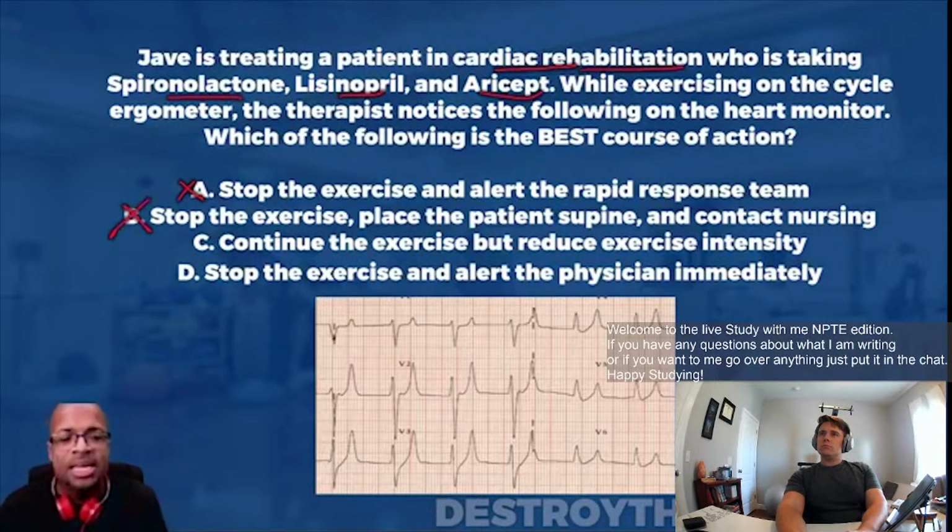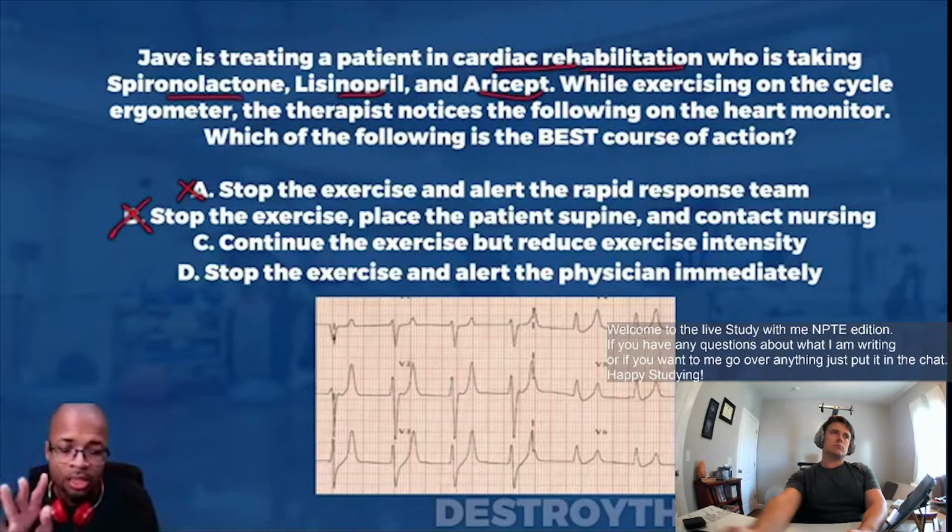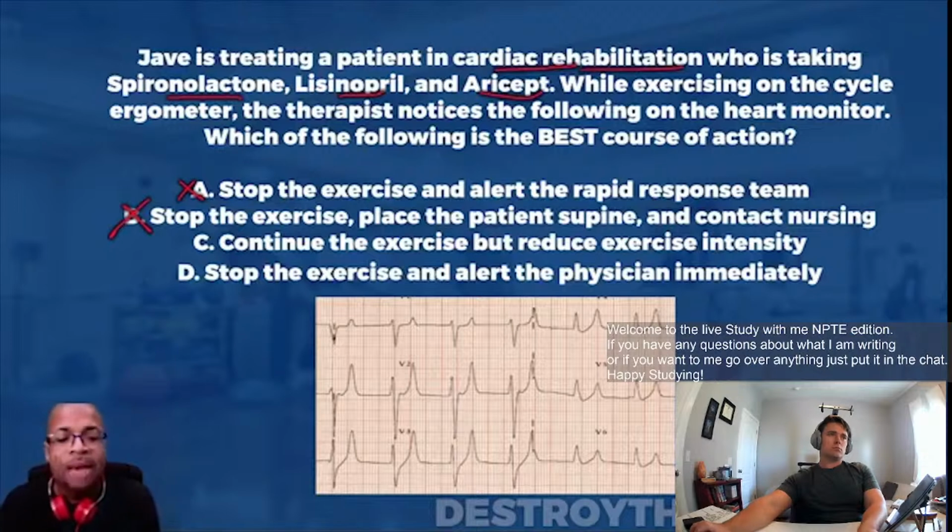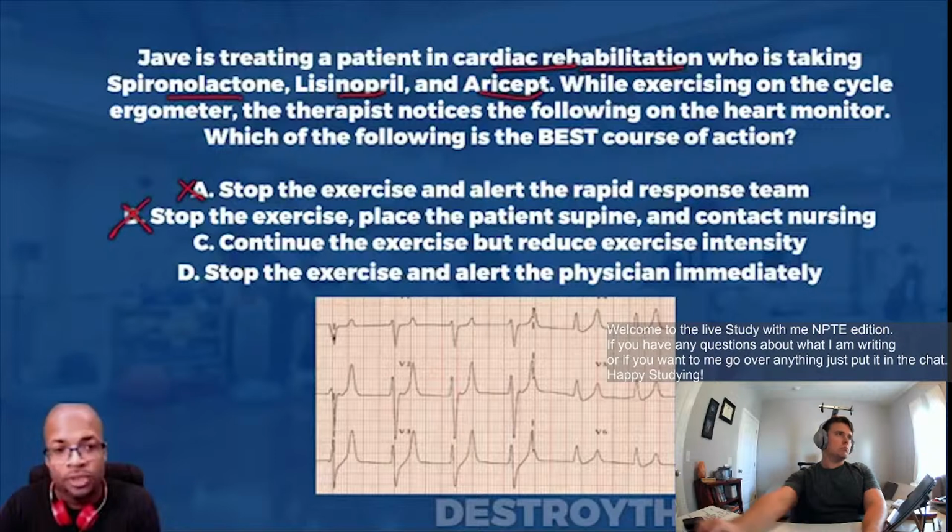Let's look at C. C says continue the exercise, but reduce the exercise intensity, and this is an attractive one. Because the question is, can I continue to exercise a patient who's presenting to me with hyperkalemia, with this tall peaked T wave? I don't like it. And the reason why is if they start to show up with this on the EKG, first of all, we need to get it checked out. We need to get it looked at. The physician needs to become aware of it before we just continue to exercise them.